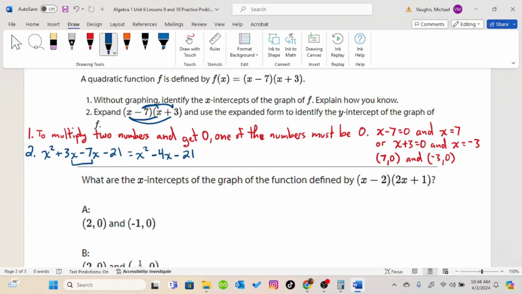Y-intercepts have an x value of 0. So f of 0 equals 0 squared minus 4 times 0 minus 21, which equals -21. So my y-intercept is 0, -21.